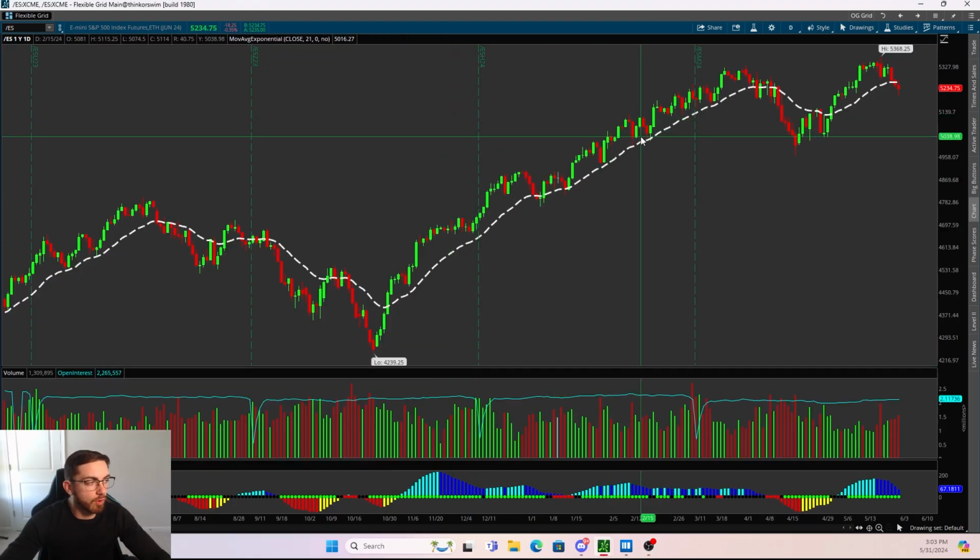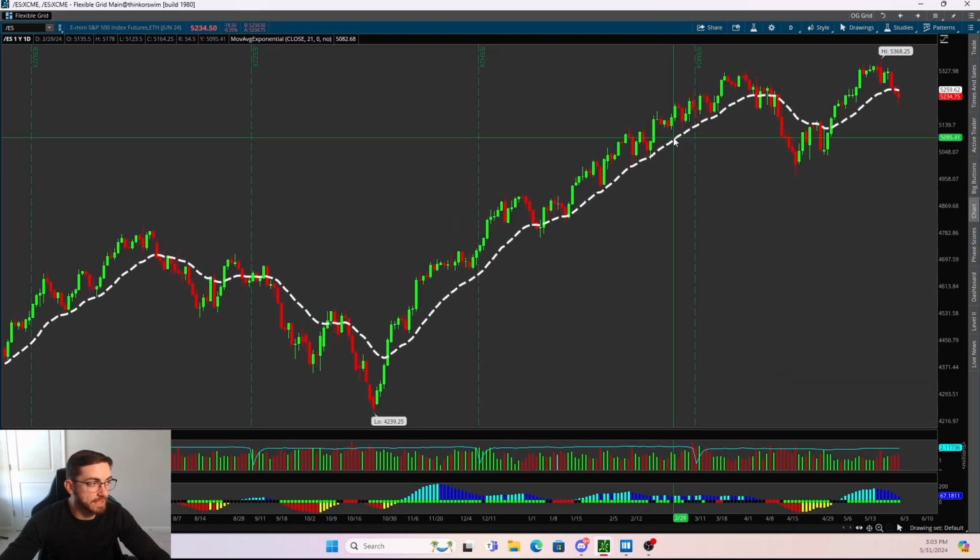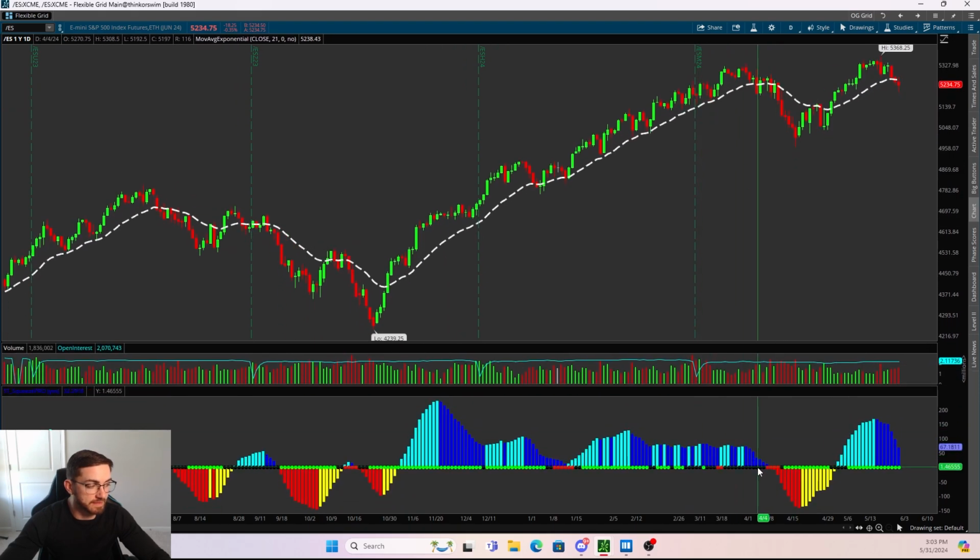All right, so starting off, I want to break down the two main indicators that I use for my swing trading strategy. What I have on this screen right here is the 21 EMA, which is this white dotted line right here. And then at the bottom of the screen, I have what is known as the TTM squeeze.